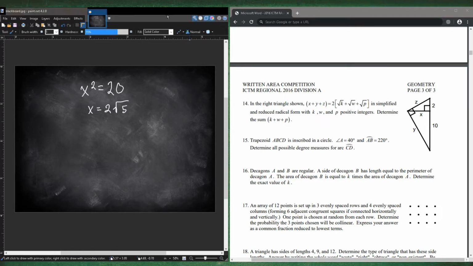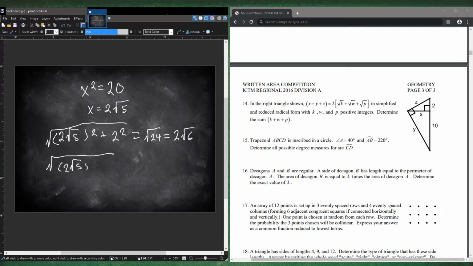We just use the Pythagorean theorem. So the square root of (2 square root 5) squared plus 2 squared is equal to z. So that's 20. 20 plus 4, that's 24. So square root 24 is equal to 2 square root 6. And if you want to find y, that's just the square root of (2 square root 5) squared plus 10 squared. So that's 20 plus 100, 120. So that is equal to 2 square root 30.